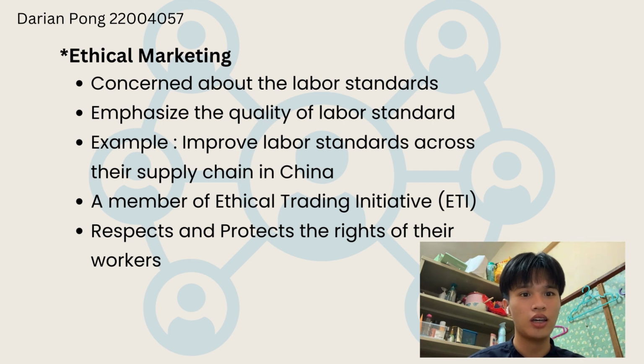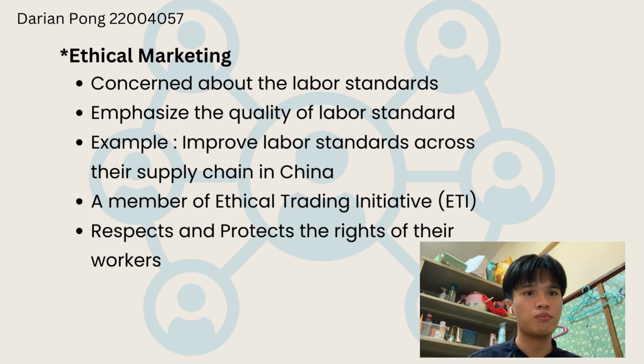The first impression of the fast fashion industry to the public might be low labor standards, or maybe exploiting the human rights of unskilled labor. Even though Primark is part of the fast fashion industry, they do emphasize the quality of labor standards. To give an example, Primark continuously improved labor standards across its supply chain in China by increasing wages of the workers, delivering productivity benefits, and creating long-term and lasting improvement.